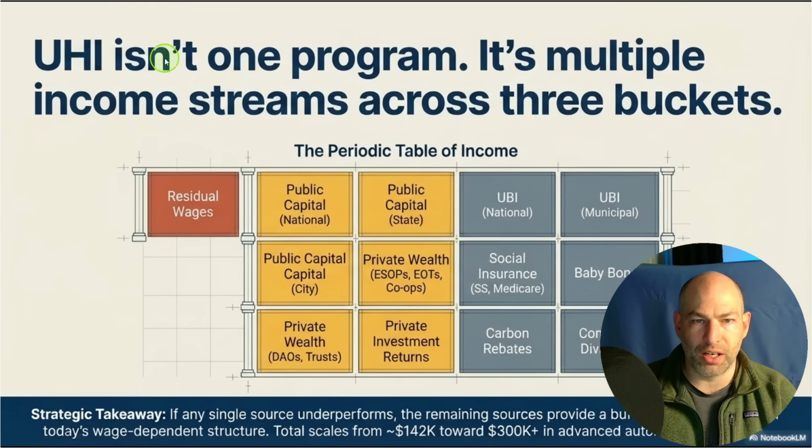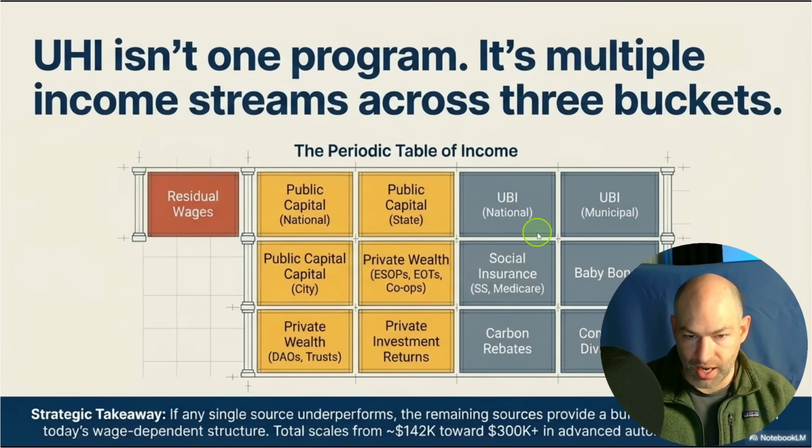So universal high income isn't one program, it's multiple income streams across three buckets. So we'll always have some residual wages, as I've talked about extensively. On the demand side, there's always going to be some demand for human touch. Now, does that mean everyone's going to be a content creator or a massage therapist? No. That's why it's called post-labor economics, because labor is the centerpiece of the economy today, and it will not be tomorrow. So we've broken it down into, I've got 12 different buckets here.